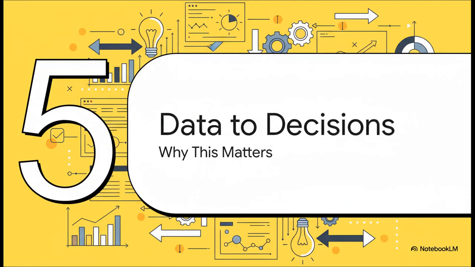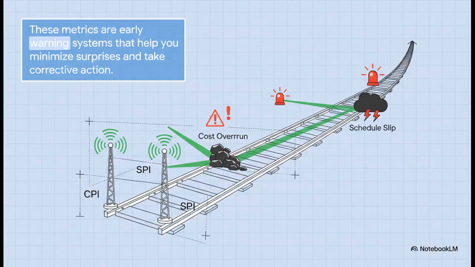Okay, let's wrap this up with the most important part. Turning all of this data into actual decisions. Because, what's the point of collecting all these numbers if you don't do anything with them? And here's the bottom line. CPI and SPI aren't just numbers you put in a weekly report to your boss. They are early warning systems. They let you spot trouble, a cost overrun, a schedule slip, way before it turns into a 5-alarm fire. This gives you time to react, to take corrective action, and to minimize those nasty surprises down the road.